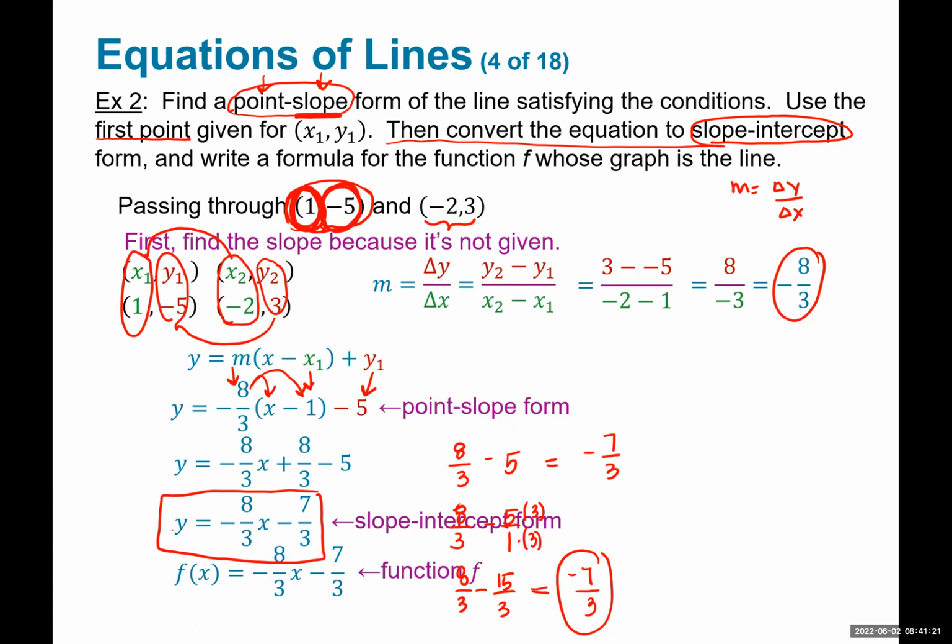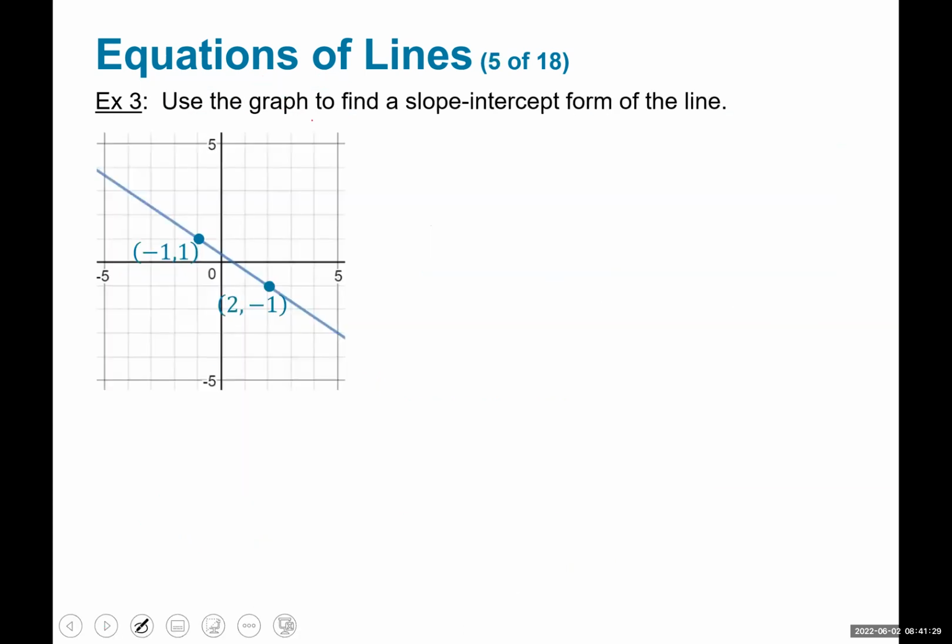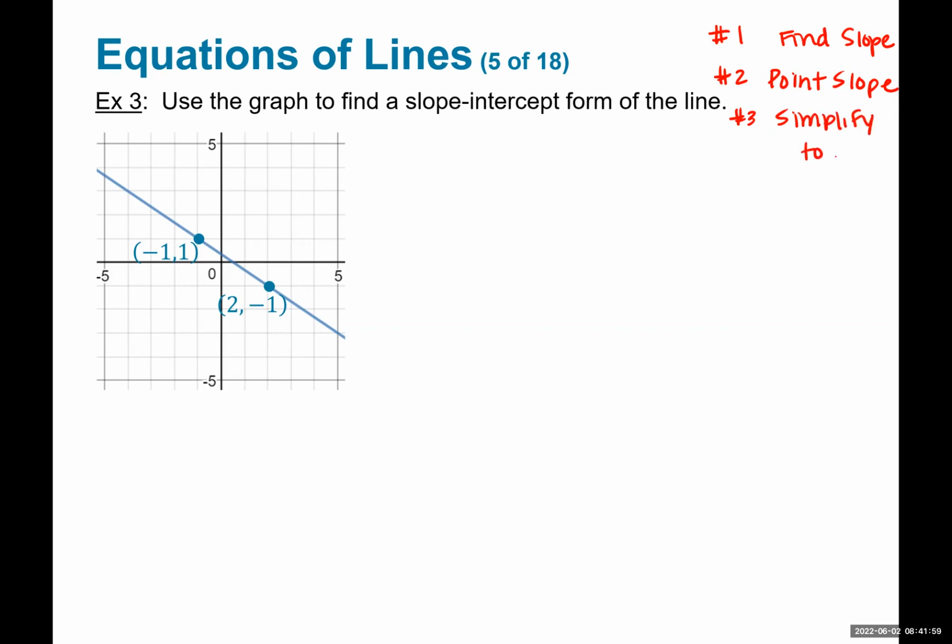Oh, if you want to put it in function form, you just change the y to f of x. They mean the same thing, output, okay? Just the name of the function. Use the graph to find the slope-intercept form of this line. Boom, boom, we got a line. We have 2 points. So we can find the slope first. Number one, find the slope. Then you can find a point slope formula. And then step 3, simplify to slope intercept.